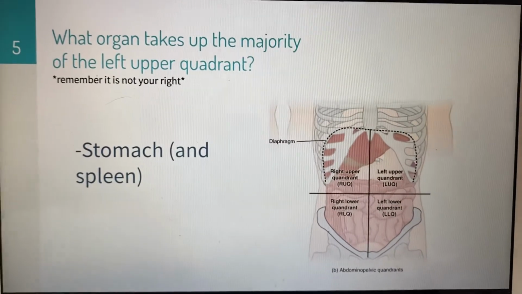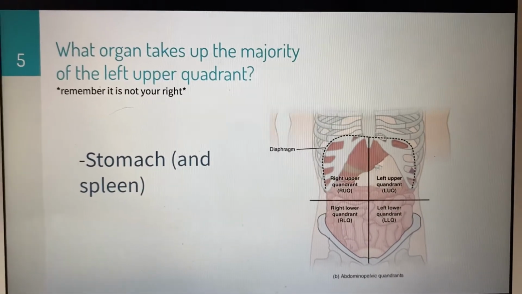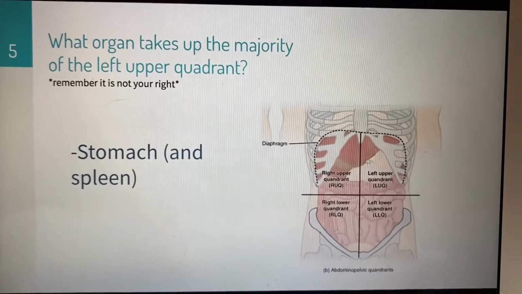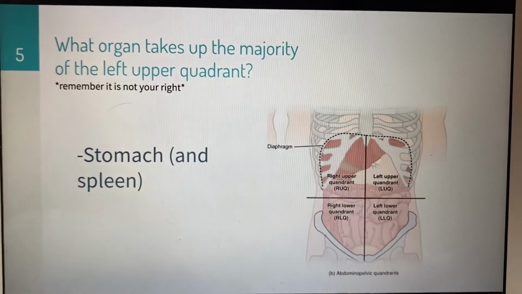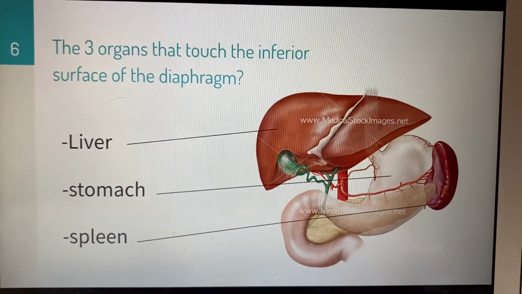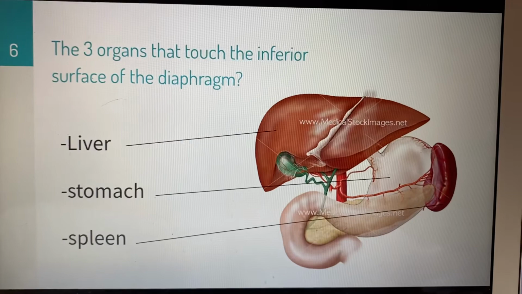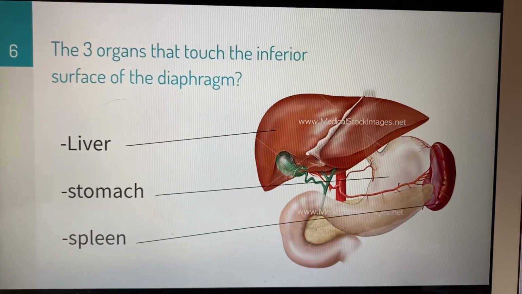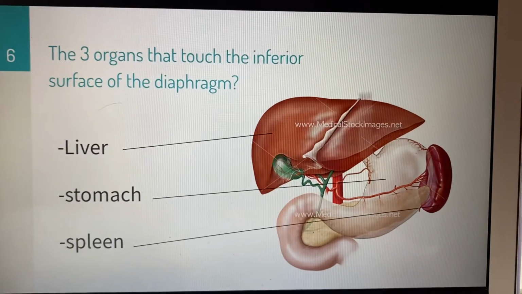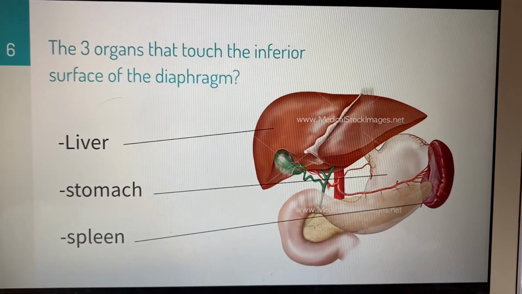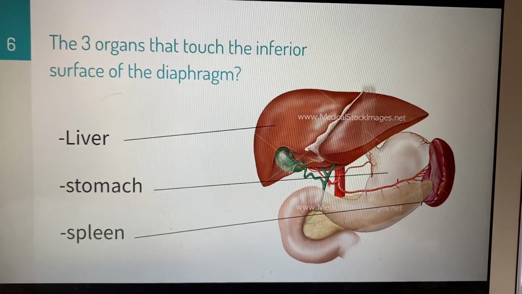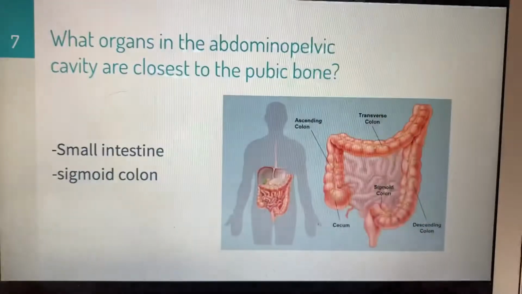So following that tip, what is the organ that takes up the majority of the left upper quadrant? That would be your stomach, and of course that's associated with the spleen, so I put that in there too. Next, three organs that touch the inferior surface of the diaphragm. So remember, your diaphragm is covering these organs, so it would be your liver, stomach, and spleen, and inferior, of course, is the bottom portion.